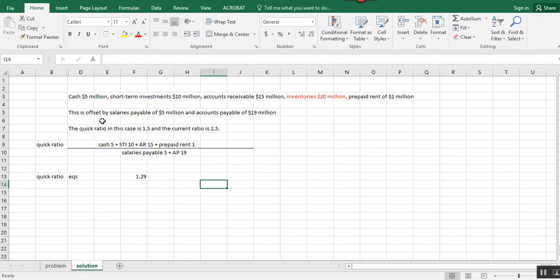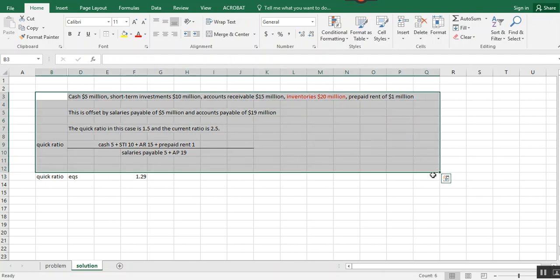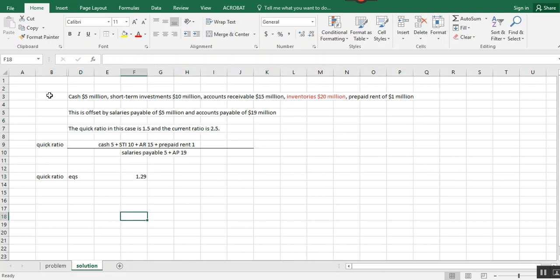And then the denominator is pretty easy. Salaries payable, you would expect to pay in the next year. Accounts payable, you expect to pay in the next 30 days. Those go in the bottom, the 5 and the 19. And that gives you a quick ratio of 1.29. If you were given all this data and told to calculate the current ratio, not the quick ratio, it would be exactly the same, but you would add inventory. Inventory would be in the numerator.